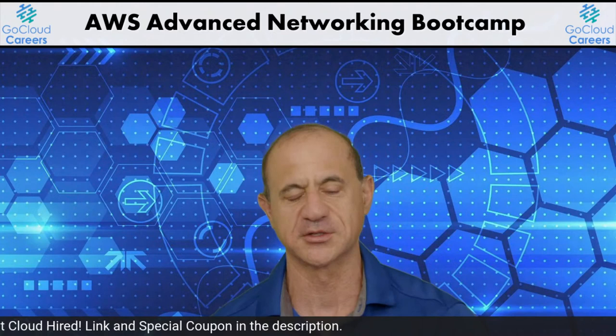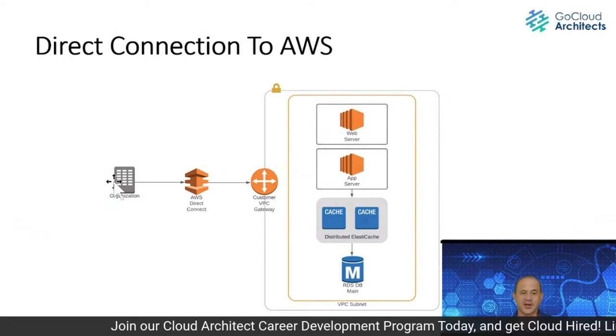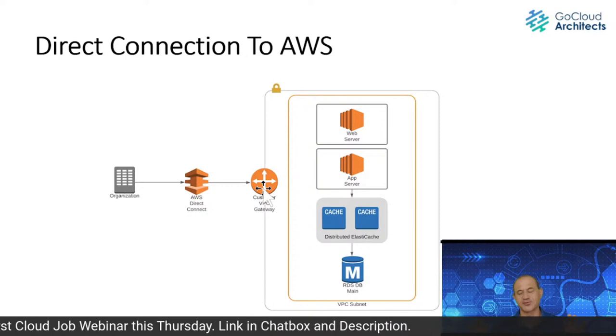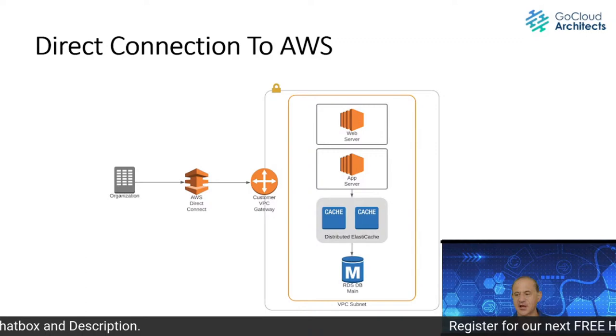Now, I'm going to show you logically what it looks like, and then we're going to show you what it really looks like. On the surface, it's going to look like you have your data center over here, and you get a direct connect, and it takes you directly to your environment. From a logical perspective, from a layer 3 perspective, that's what you're going to see. Now, it's not exactly that.